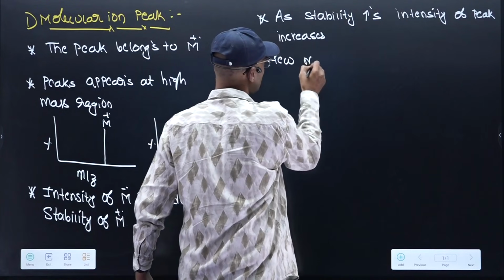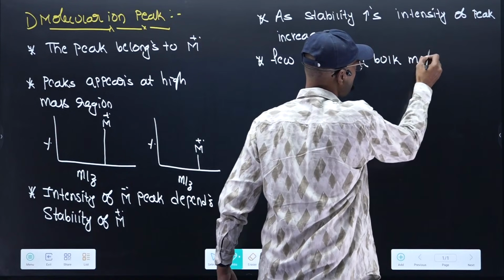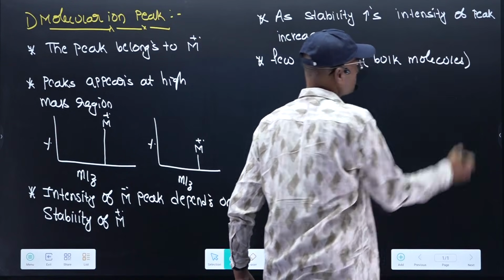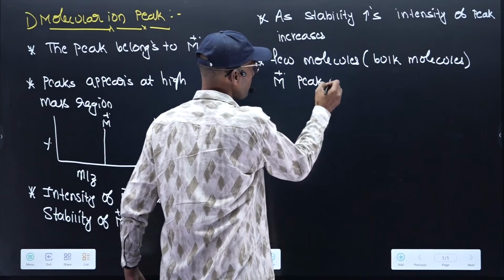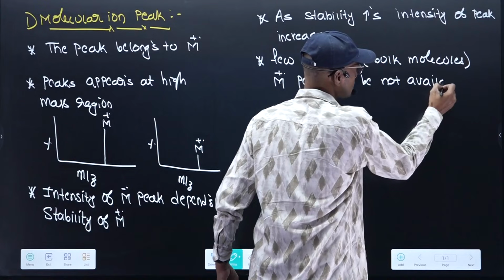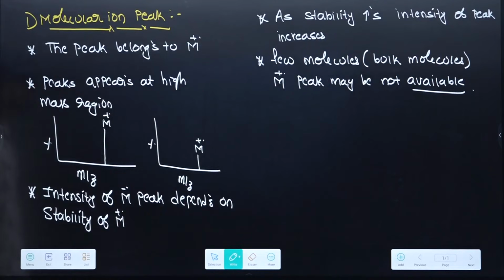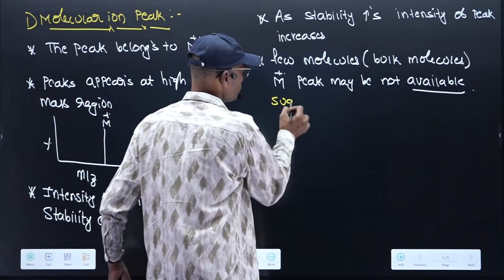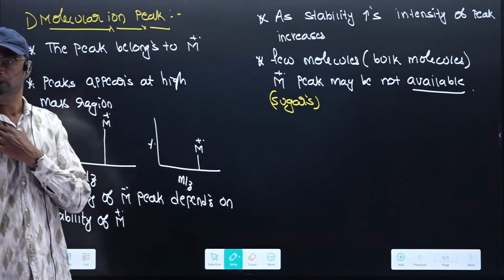Especially for a few molecules, especially bulky molecules with high molecular weight, the molecular ion peak may not be available. So don't think that it is 100% available. The molecular ion peak may not be available, especially for sugars, steroids, alkaloids. This point was already explained. So for some molecules there is no molecular ion peak.